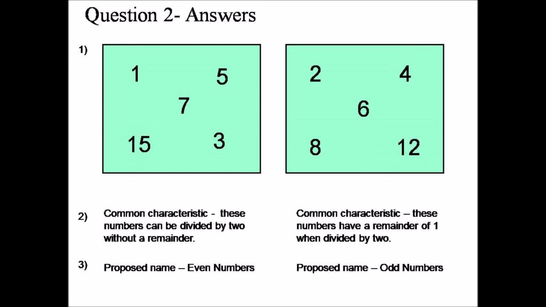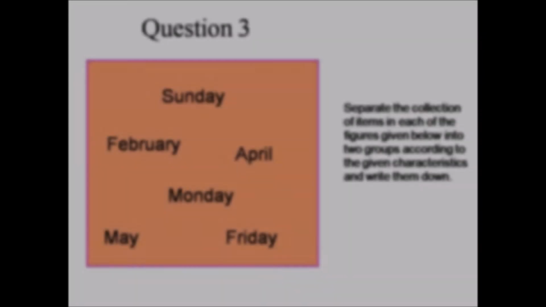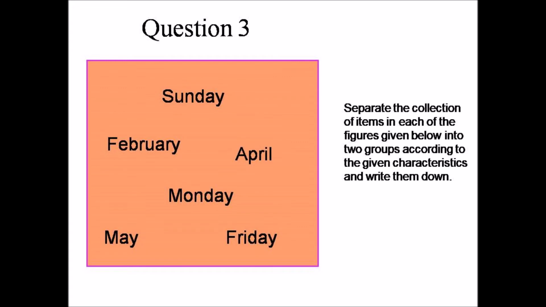And remember to put these numbers inside a circle or else a box. And also remember to name the groups very specially. Now children, see the third example there. How can we separate these into two groups?